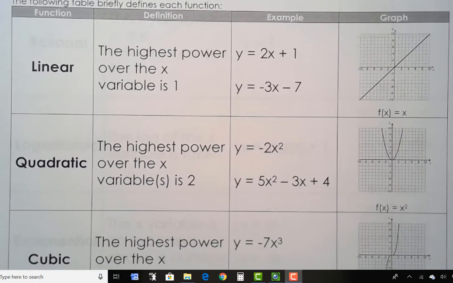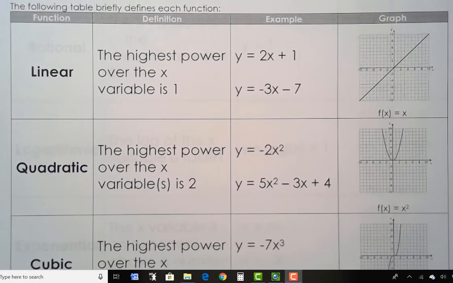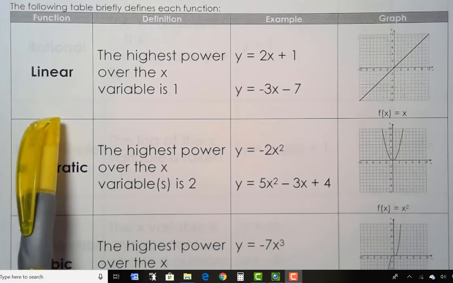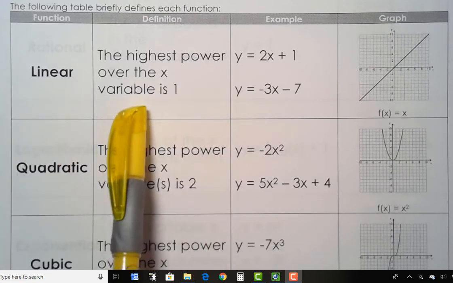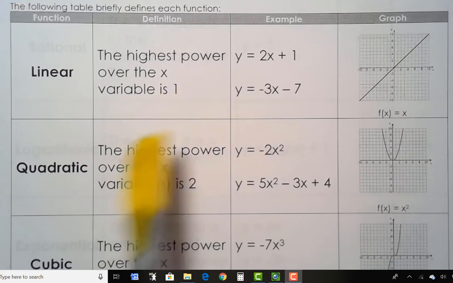All right, in this section, we're going to cover transformations of functions. I want us to take a brief look at the different types of graphs that we're going to cover. But I also want you to study the parent function, meaning the original equation of a linear function, a quadratic function. So take a look at our first example. We have a linear function, and it's noted that the highest power of the x variable is 1.